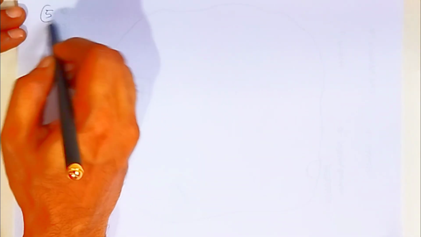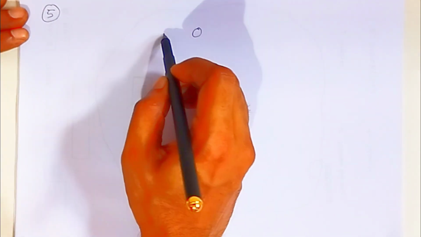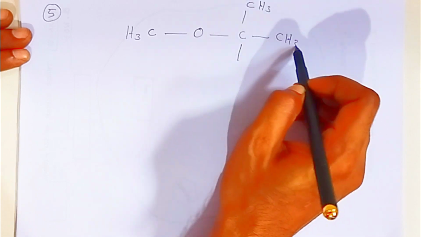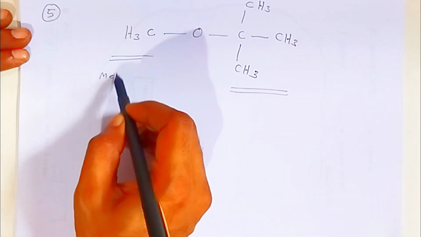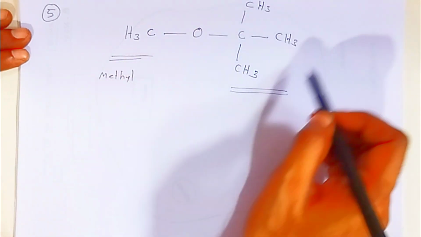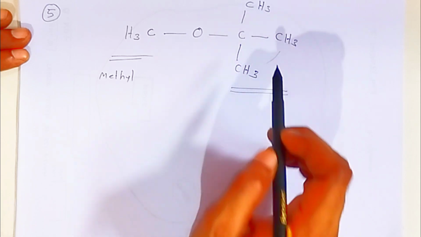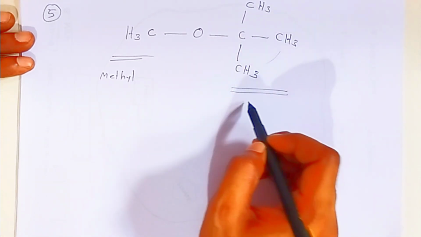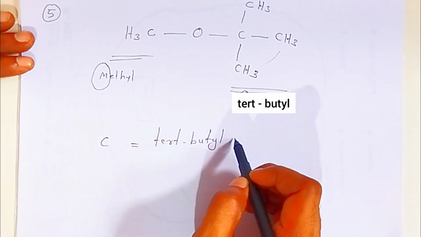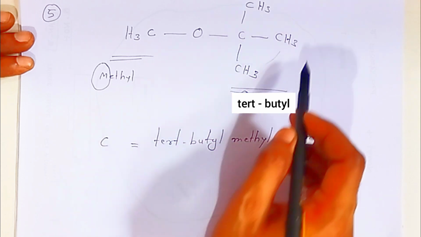The fifth ether that we are going to discuss, students. This is nothing but methyl, you know, students. And which type of alkyl? One carbon is surrounded by 3 carbon, we call it tertiary butyl. So this way you can name this in the common name.